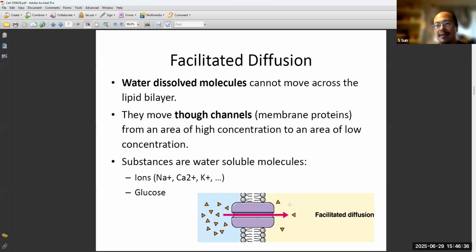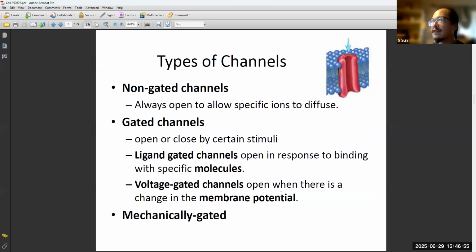Which of the following molecules move across the cell membrane using facilitated diffusion? If that's a question, you should know those are the water-soluble stuff like ions, salts, sugars, glucose, etc. So that's that. The third type, here showing you that channel again.